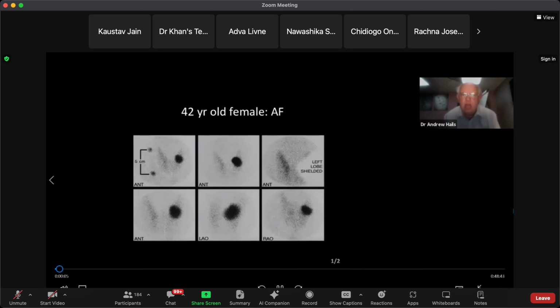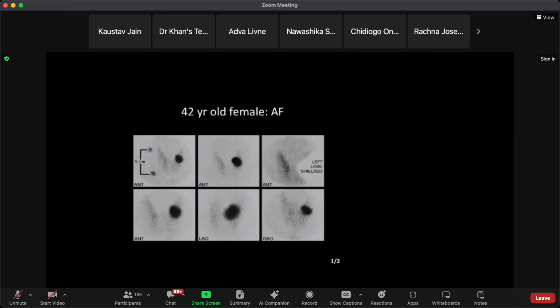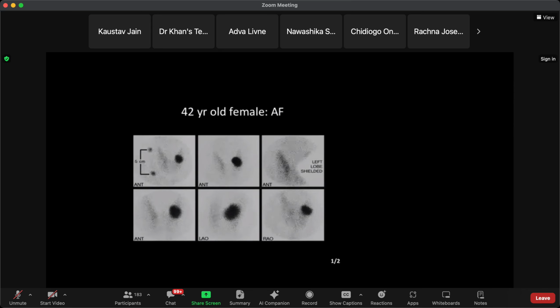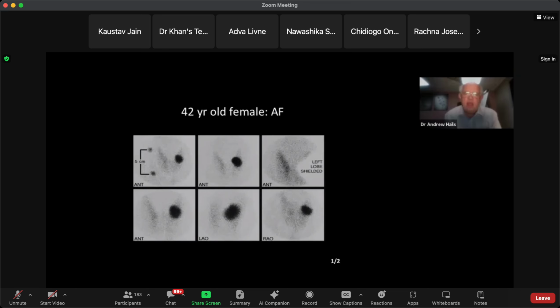So this one I would like to ask again about. This is a 42-year-old female with atrial fibrillation. Have I got a radiologist there? No. Hello? Hello. Can you see the slide? Yes, I can. Is it a 42-year-old female with AF? That's right. So what's wrong with them?